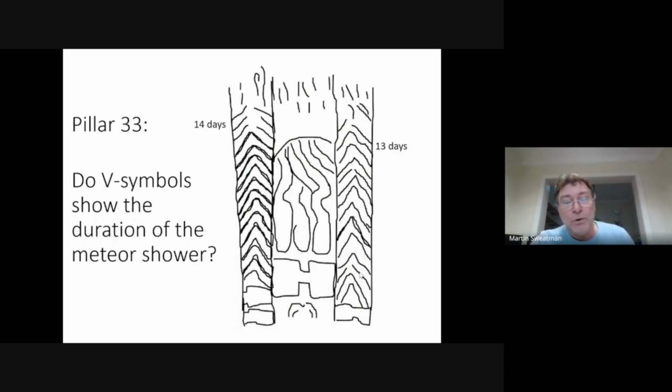And you can see there are more V symbols, although they're upside down. So are these V symbols telling us how long the meteor stream was visible? 13 days from the direction of Aquarius and 14 days from the direction of Pisces. That would make some sense.